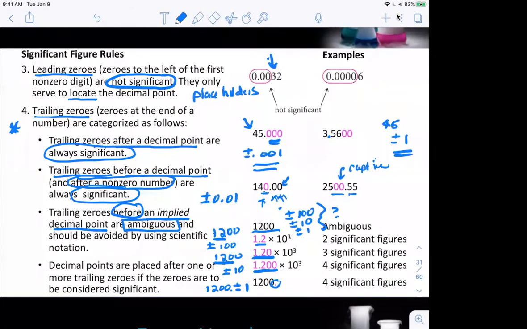If I add a decimal point after the trailing zero, anything before it is going to be significant. So this is equal to 1.200 times 10 to the third, because it has four sig figs, just like this one has four sig figs. So that decimal place forces those trailing zeros to be significant.